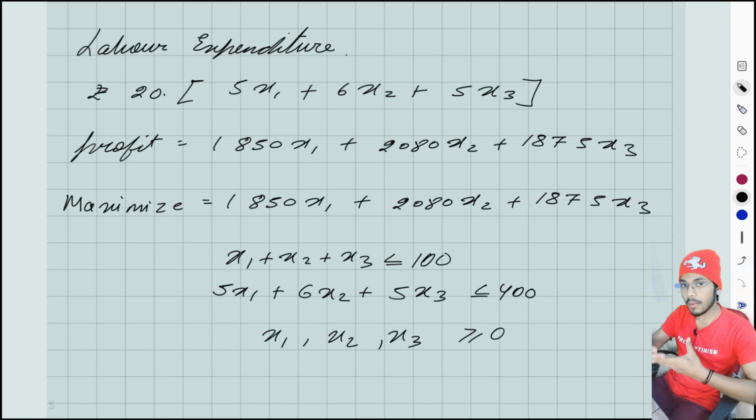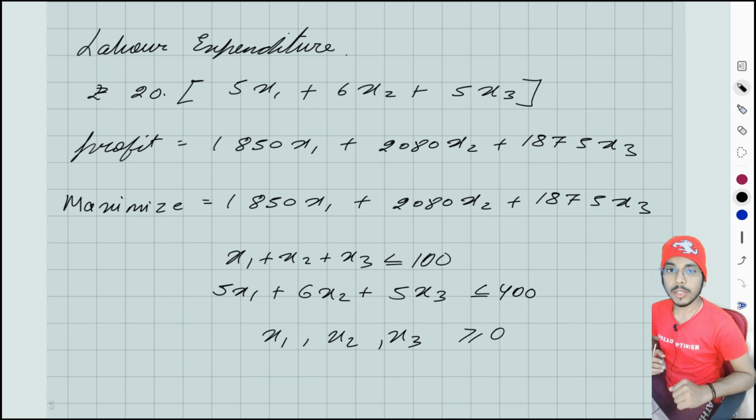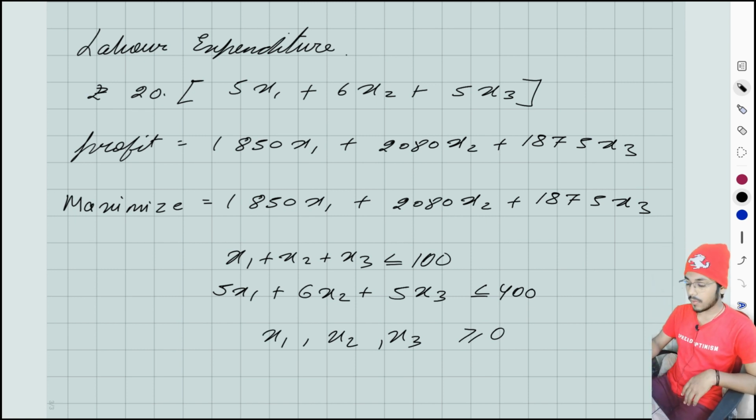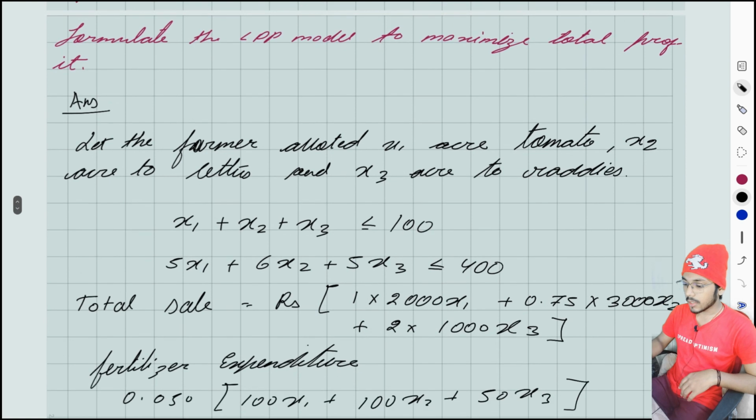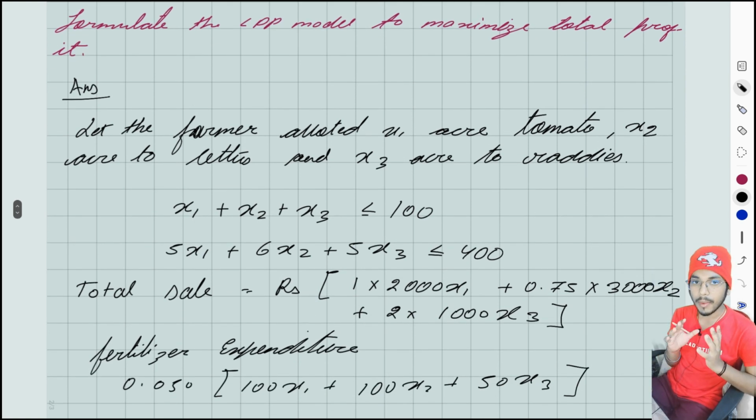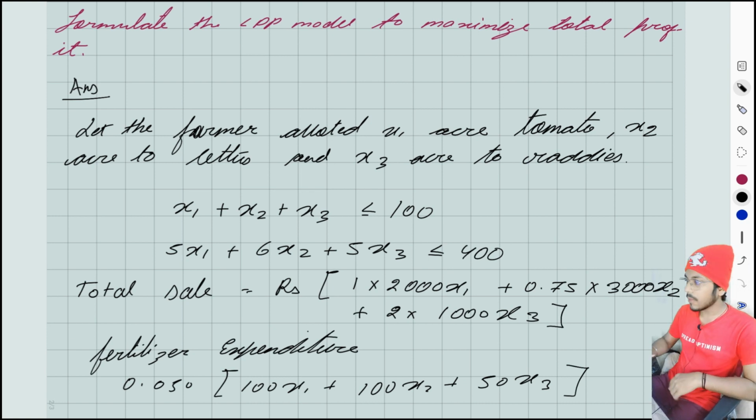Now I am telling you about another approach. I would like you to solve it by yourself. You take the total amount of tomatoes produced to be x1, total amount of lettuce produced as x2, and total amount of radishes produced as x3. Instead of dividing the land, you divide the amount of production of the vegetables. In this way we can also approach this problem, and that way is a more complex one.